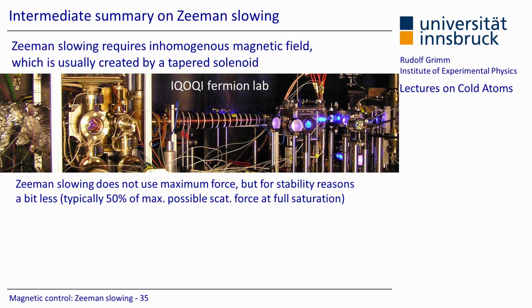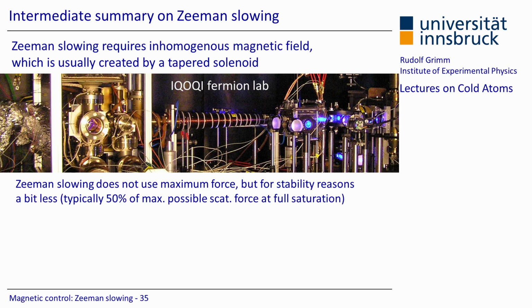And here is an intermediate summary on Zeeman slowing. Some more details will come a little bit later. Zeeman slowing requires an inhomogeneous magnetic field, which is usually created by a tapered solenoid. Here you see it on a photo taken from our lithium-potassium slowing and trapping machine, which is active in the Ikoki fermion lab. You clearly see in the center this conical solenoid, which provides the necessary field for Zeeman slowing.